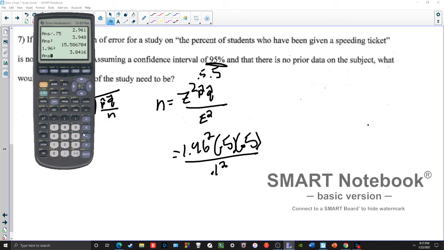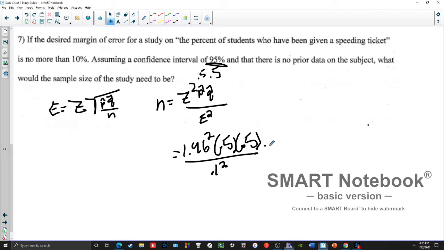Answer times 0.5 times 0.5, and then divided by 0.1 squared. We end up with 96.04. So again, we're going to round that up, and we're going to say that it's approximately 97. Right? Again, you always round up when you're estimating a sample size.